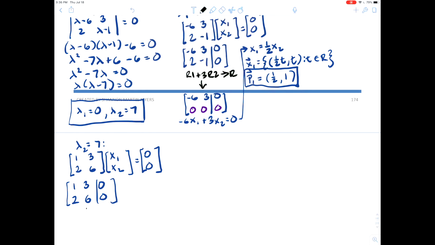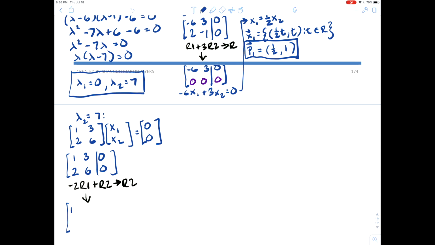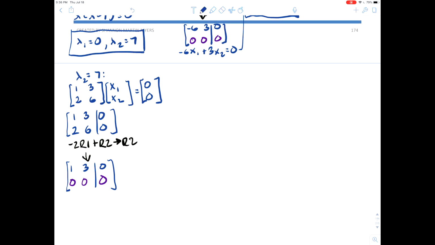If we reduce, do you see if we do -2 row 1 plus row 2 for a new row 2, we will get the same first row. Our second row will be 0, 0, and 0. Good so far? Awesome. So this will be what? x1 + 3x2 is 0. So then x1 is equal to -3x2.